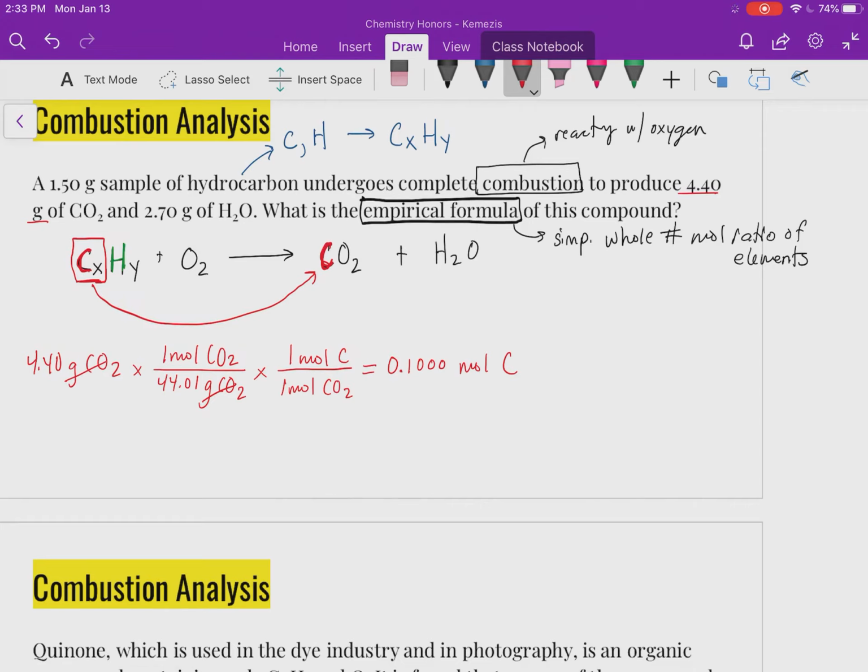And I'm going to stop and ask myself, why did I do that? I'm looking for the empirical formula, which is the simplest whole number ratio of elements in the compound. So I now know how many moles of carbon were in the compound. So if I could find the amount of hydrogen that was in the compound, we could then take the ratio of the moles to the hydrogen.